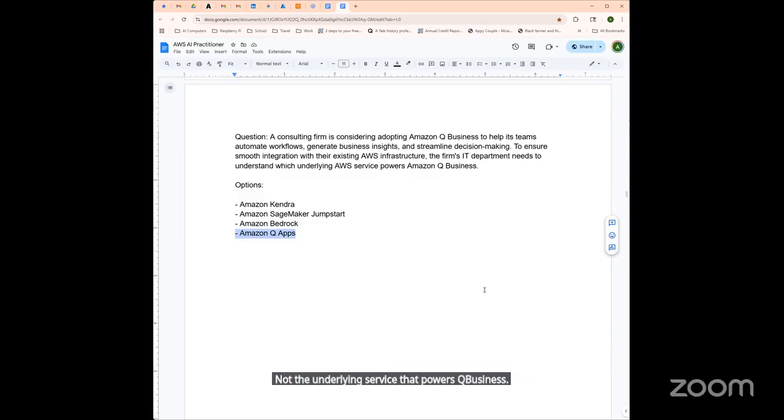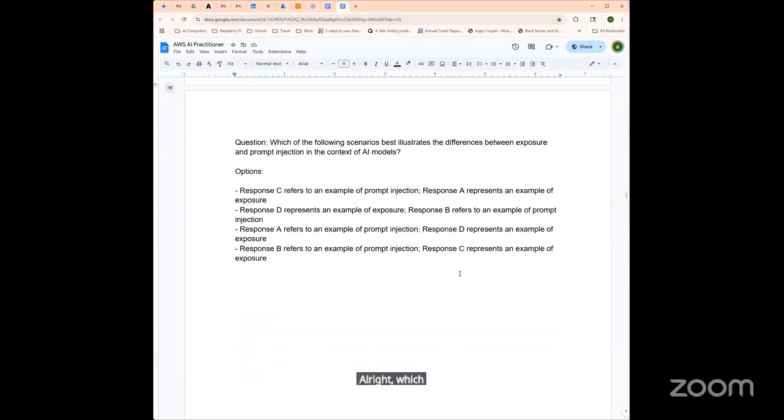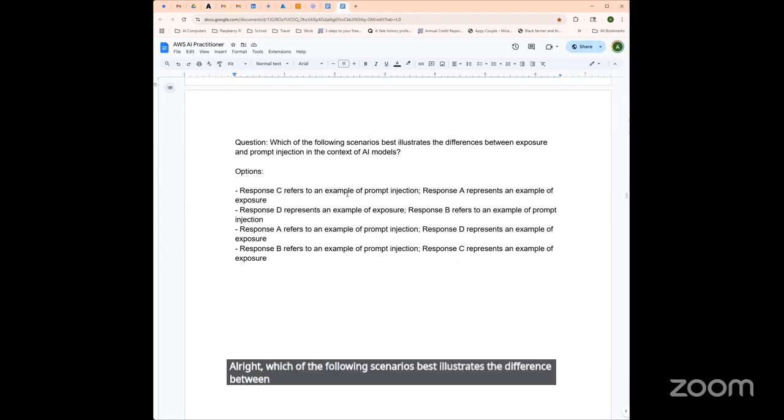All right. Next question. Which of the following scenarios best illustrates the difference between exposure and prompt injection in the context of AI models? All right.